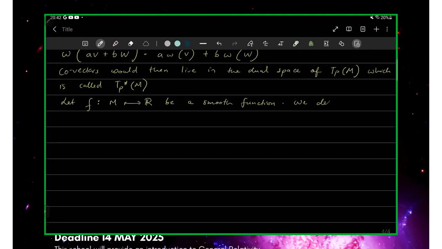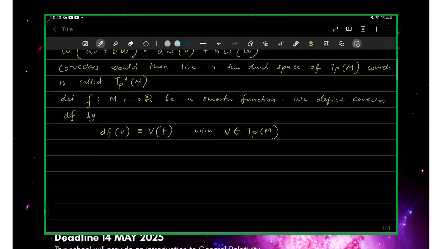Now we define the covector df by the following. So we have df acting on v is actually v acting on f. Okay, this is a definition, with v in, of course, the tangent space T_pM, right?